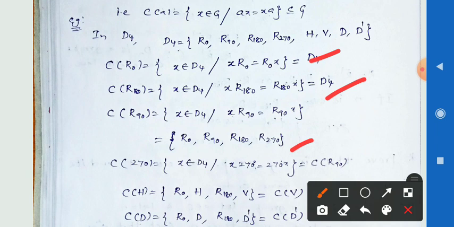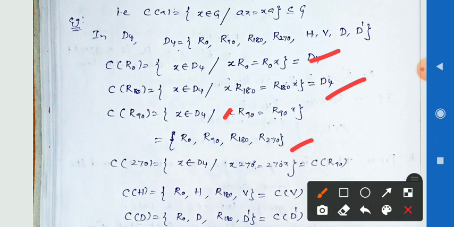If we take x values, R0 into R90 and R90 into R0 must be equal. Rotation 90 into rotation 90 is equal to rotation 90 into rotation 90. And rotation 180 into rotation 90, and rotation 90 into rotation 180 must be equal. Similarly rotation 270 into rotation 90, and rotation 90 into rotation 270 must be equal.